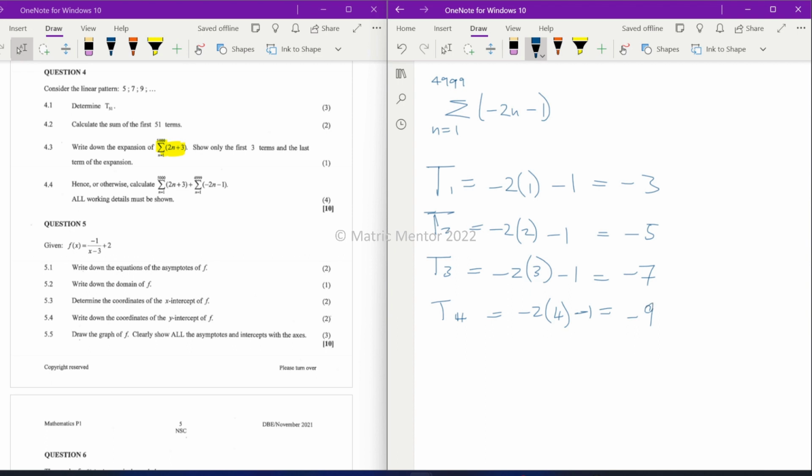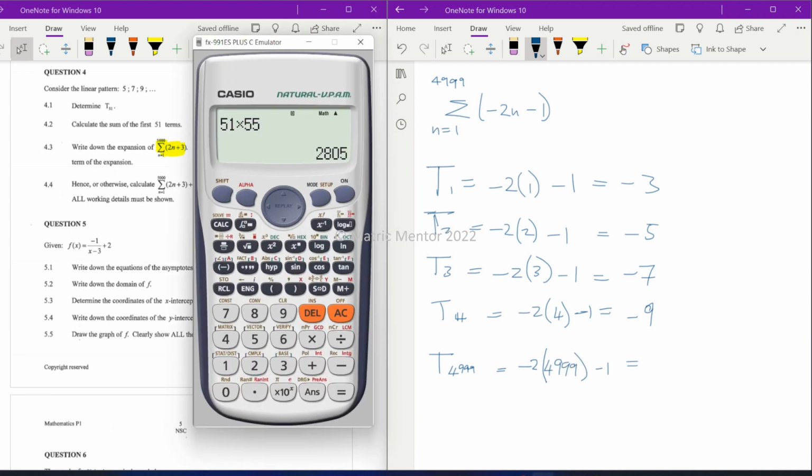Okay, and let us see what our last term is. So T4999 equals -2 times 4999 minus 1 equals, I'm not sure, -2 times 4999 minus 1 will equal minus 9,999.